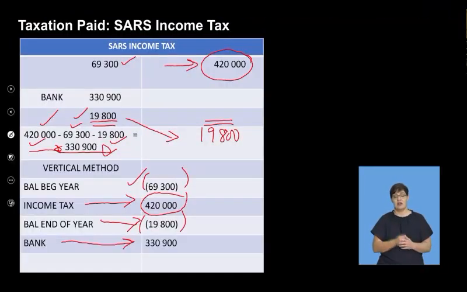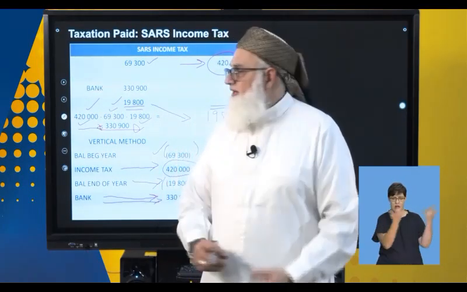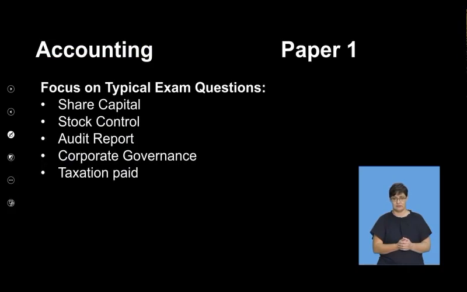And then finally, you got your bank figure of 330,900. So what have we determined in this calculation? We've looked at how we calculate our taxation paid. What have we done in today's lesson? We've done the share capital, we've done stock control, we've done audit reports, we had an appetizer on corporate governance, and finally, we concluded with the taxation paid.